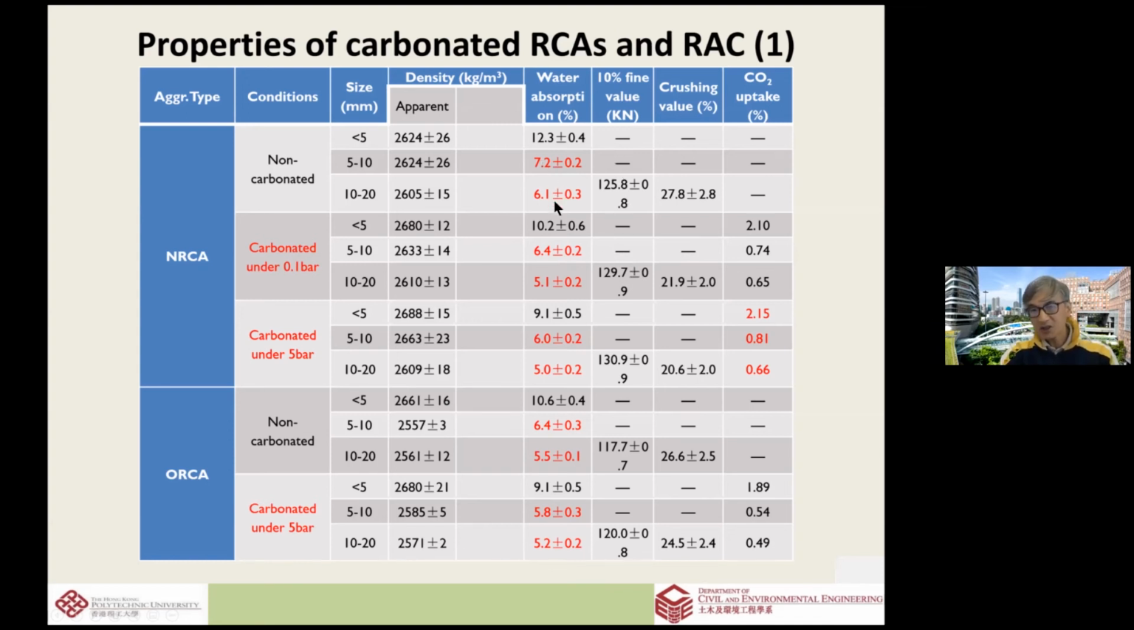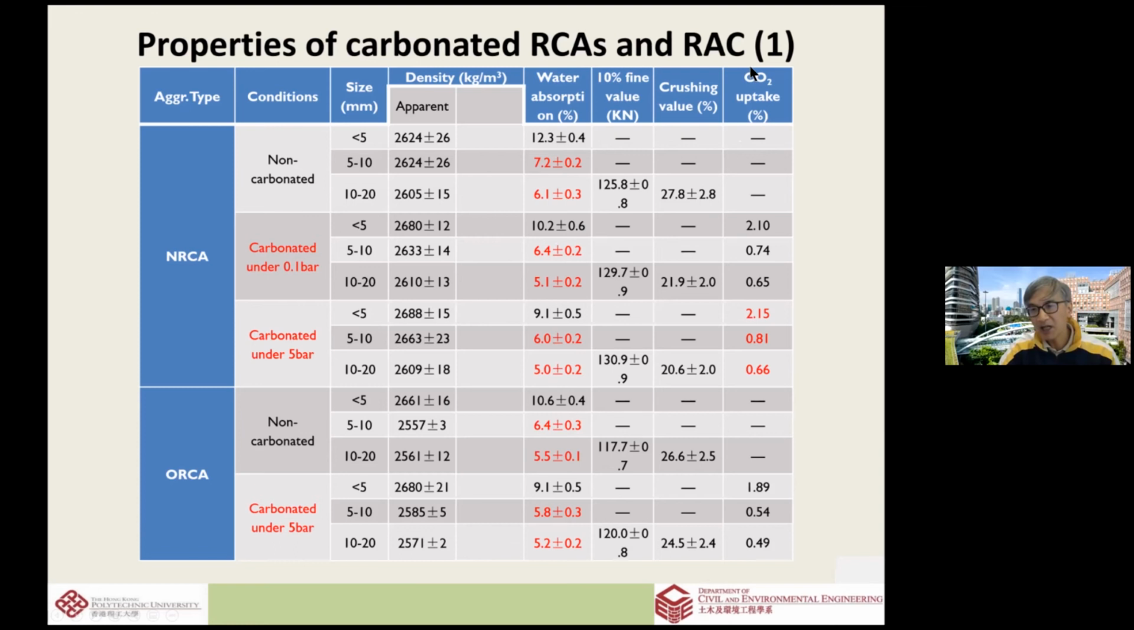But this reduction in water absorption is really important, because natural aggregate normally has about 2% water absorption. It's a good material for making concrete. But when the water absorption is too high, making concrete is not so good. It will induce many inferior properties in the concrete. So we can manage to improve the properties by using accelerated carbonation. If you use 5 bar, it is even better.